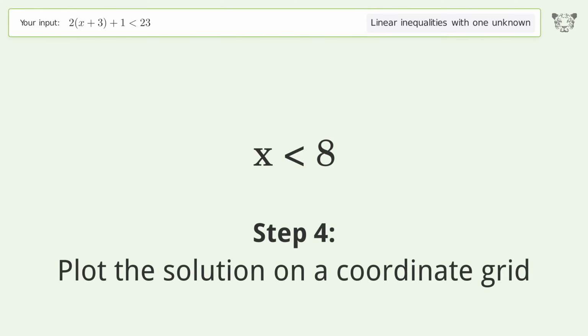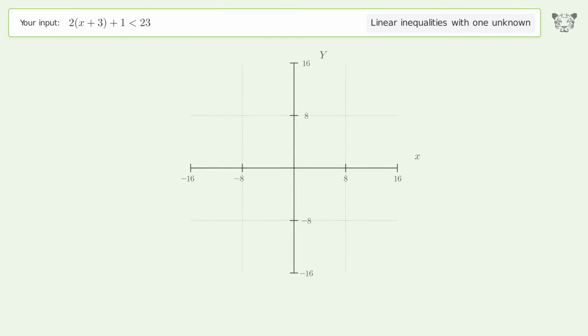Plot the solution on a coordinate grid. And so the final result is x smaller than 8.